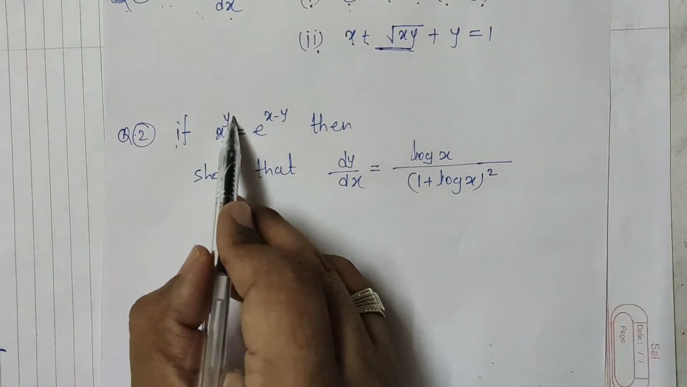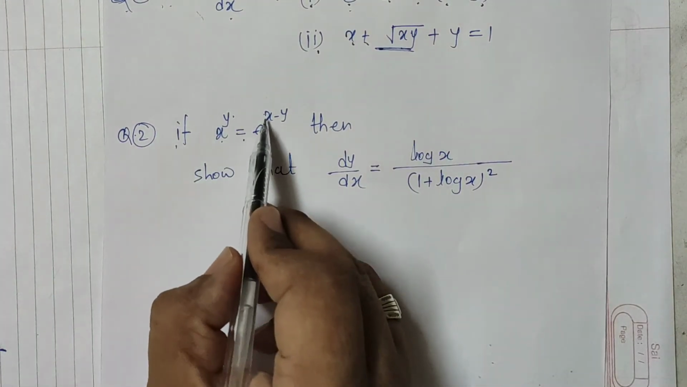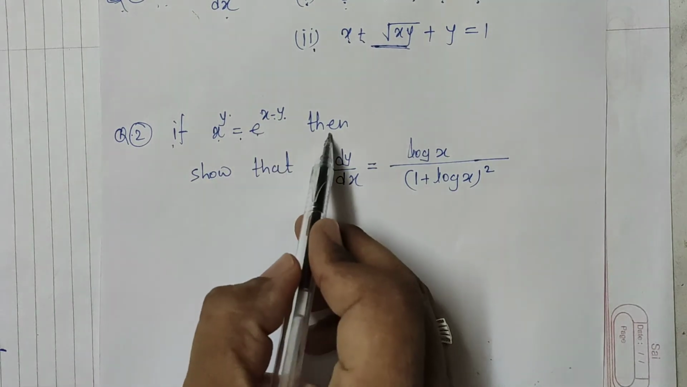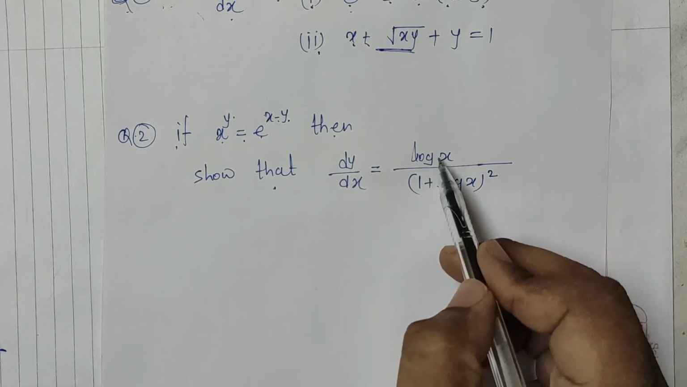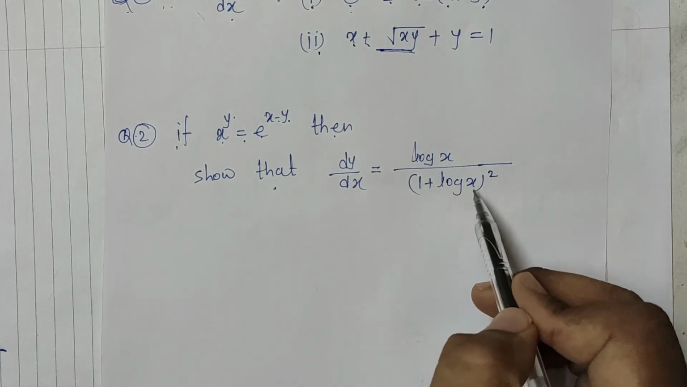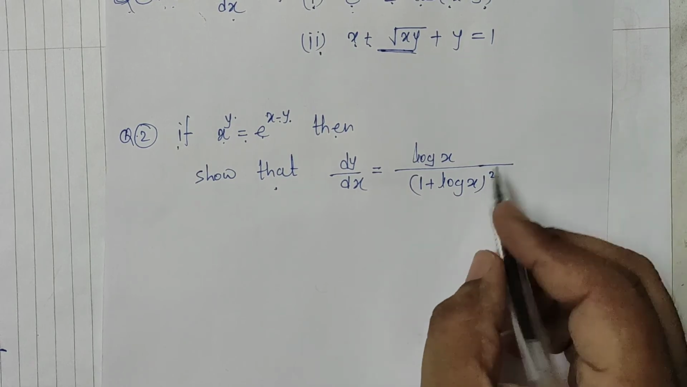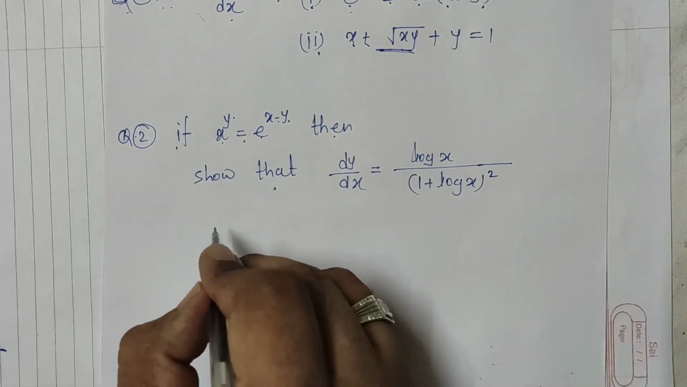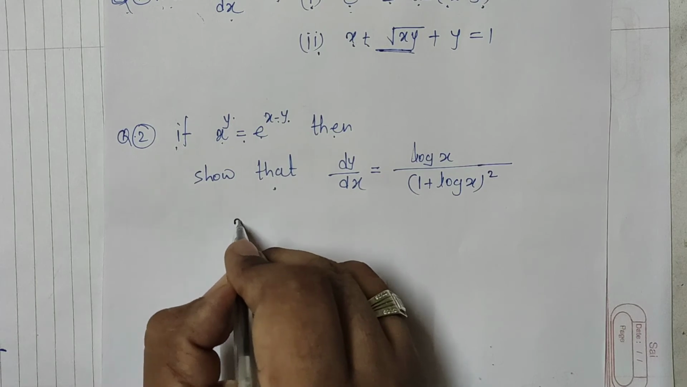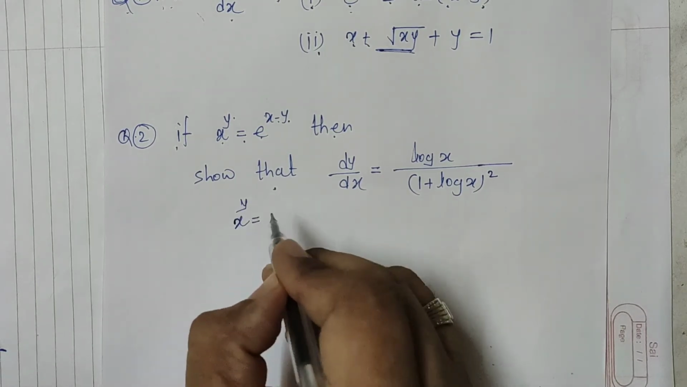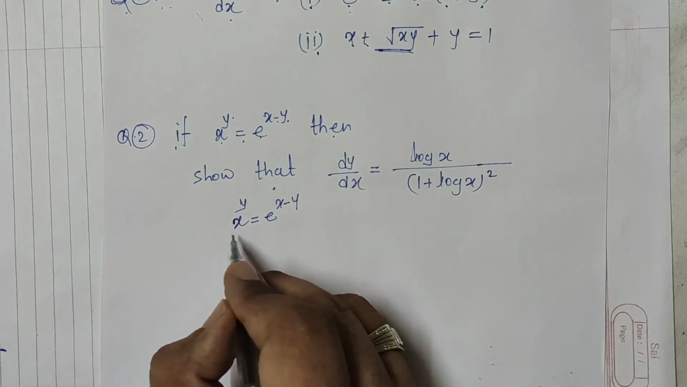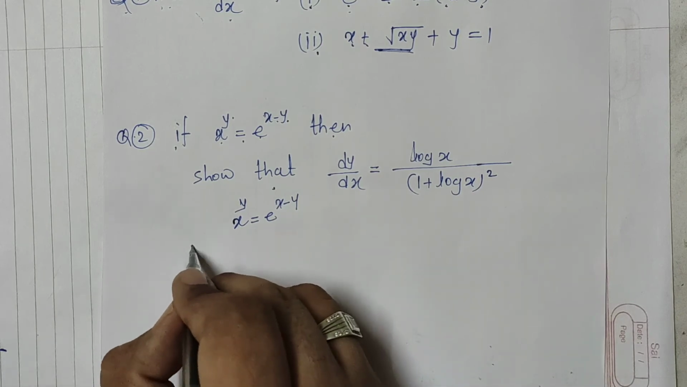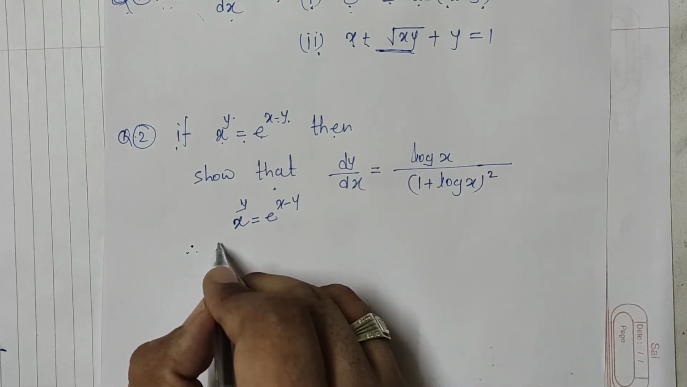Then question 2. What is question 2? If x raised to y is equal to e raised to x minus y, then you have to show that dy upon dx is equal to log x upon the square of 1 plus log x. We just discussed a hint on how to solve it. What is given? Given x raised to y is equal to e raised to x minus y. Then which type of function? Implicit.